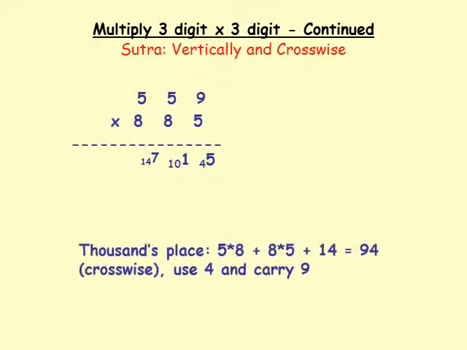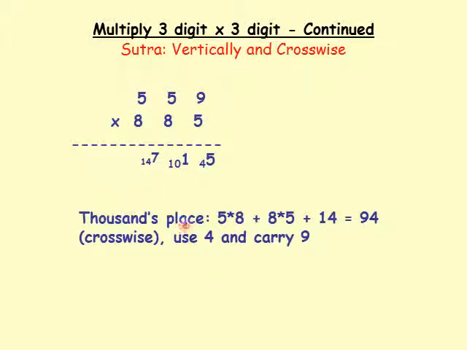For the next position, we drop one column. So we are at the thousands place and we only have 2 columns to consider. 8 times 5 is 40, and 5 times 8 is 40. So we have 5 times 8 plus 8 times 5. 40 plus 40 is 80, plus the carry 14 is 94. We use 4 and carry 9 for the next position. 4 is part of the answer, and 9 is my scratchpad number to be used in the next column.